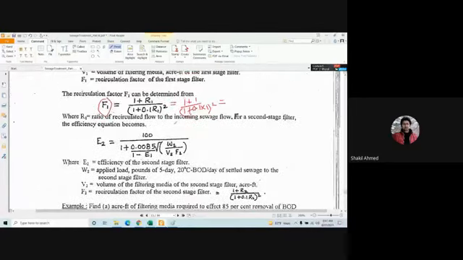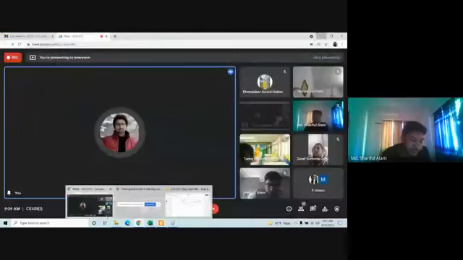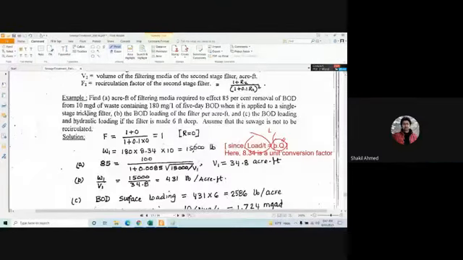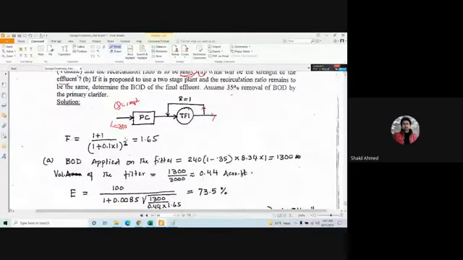Use F1, not F2. Okay. We're in a single stage filter. Tell me the value, please. Sir, 1.65. 1.65. So 1.65.